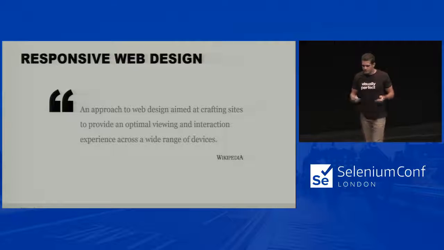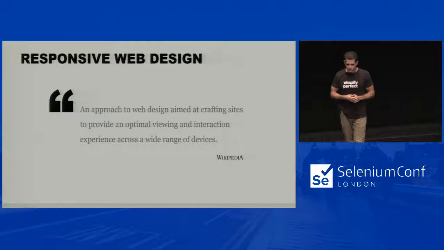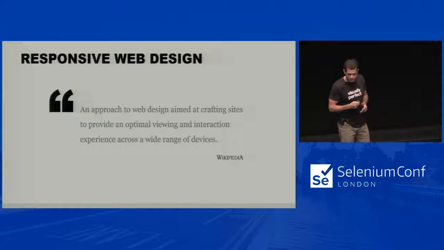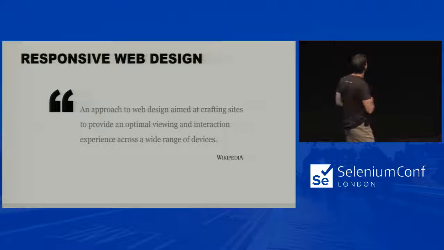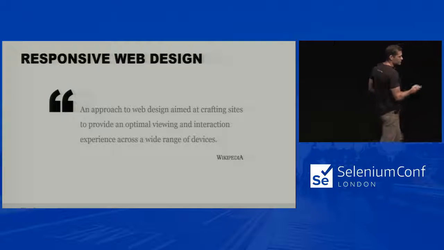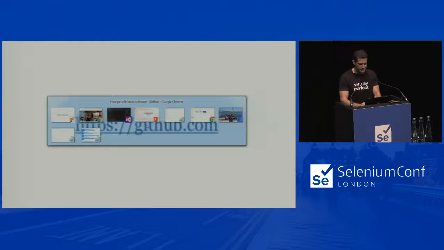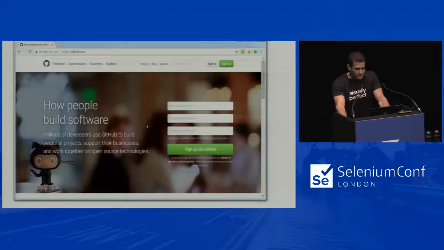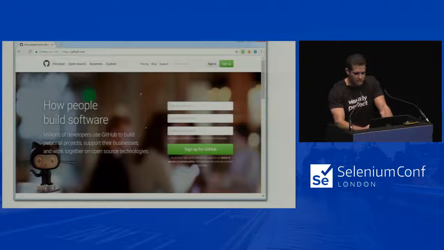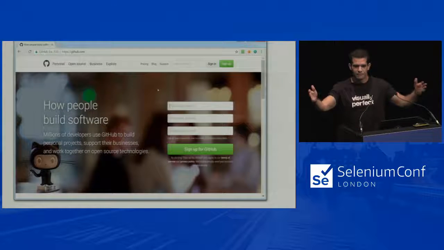What is a responsive website? If we look at the Wikipedia definition for a responsive website, we'll see that it's an approach to web design that is aimed to provide an optimal viewing and interaction experience across a wide range of devices. But in order to understand exactly what that means, it's best to look at a responsive website and see it in action. We'll be looking at GitHub.com, and right now you can see how it is laid out optimally for a very wide screen.